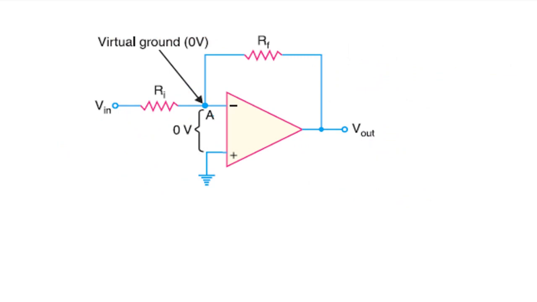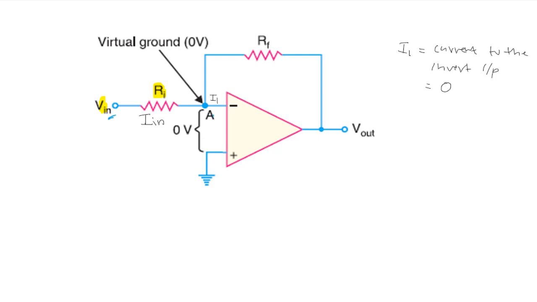Here we have virtual ground, and here we have input voltage V in, and the current through Ri we can call I in, input current I in, and the current to the inverting input I am calling I1. So what is I1? I1 is the current to the inverting input, and this I1 is 0 because of the infinite input impedance.